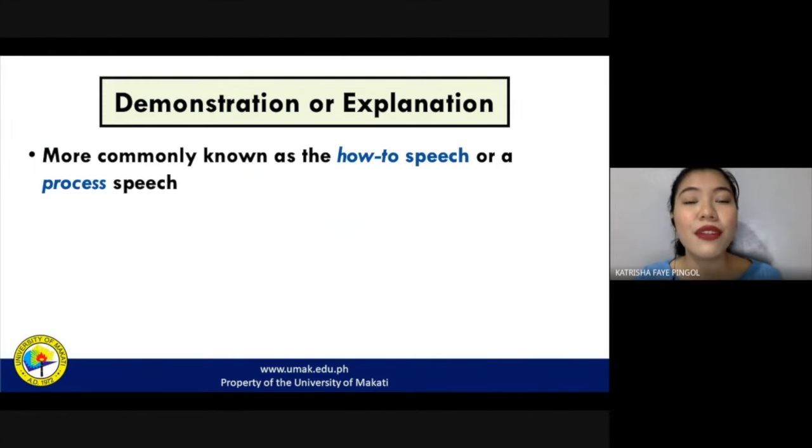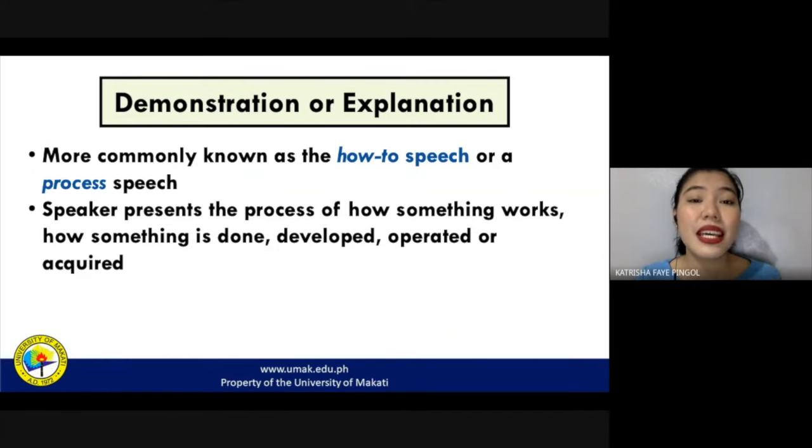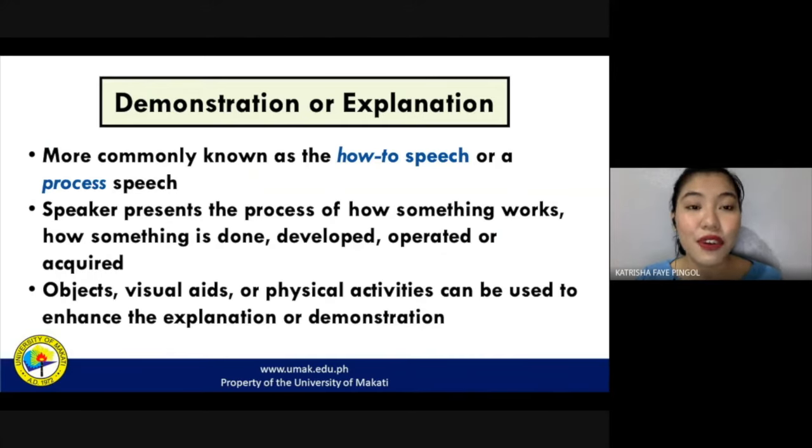So in this type of informative speech, the speaker presents a process of how something works, how something is done, developed, operated, or even acquired. How to. In this kind of informative speech, it is essential that you use objects, tangible objects, visual aids, or even physical activities. You are moving as you are talking in order for you to enhance the explanation or the demonstration. This would allow your listeners to understand it better because you are accompanying it with gestures, you're accompanying it with visual aids.